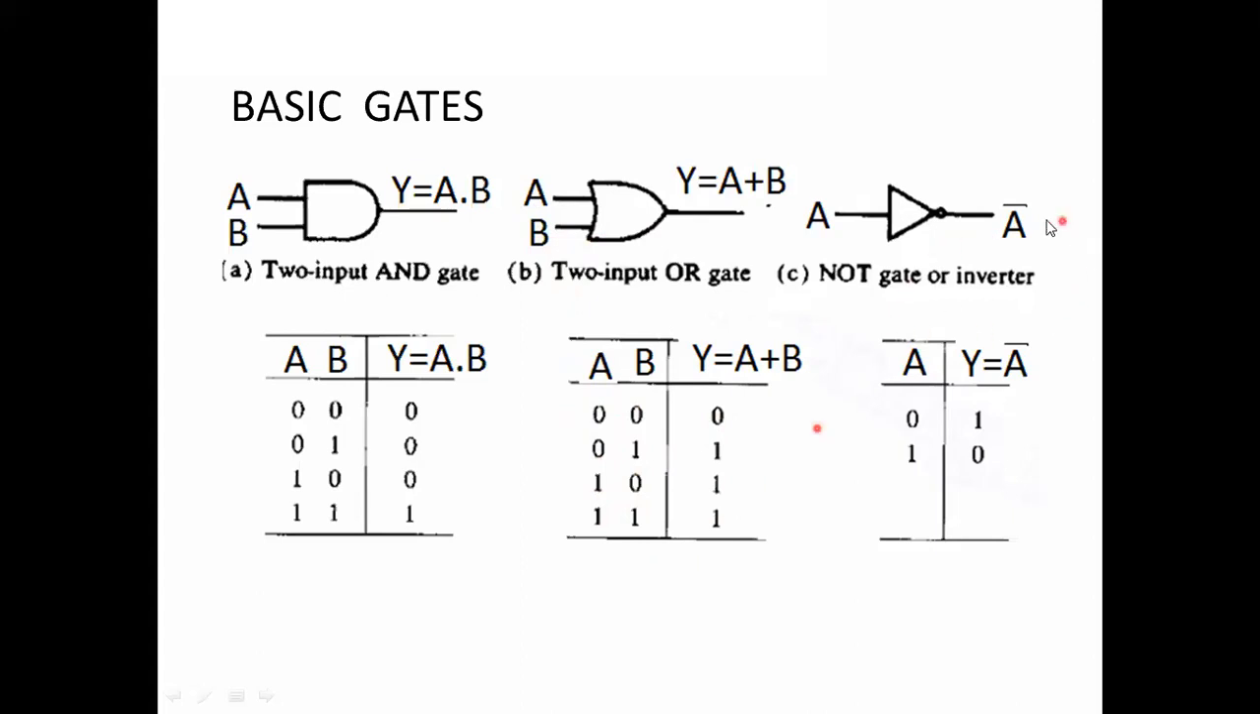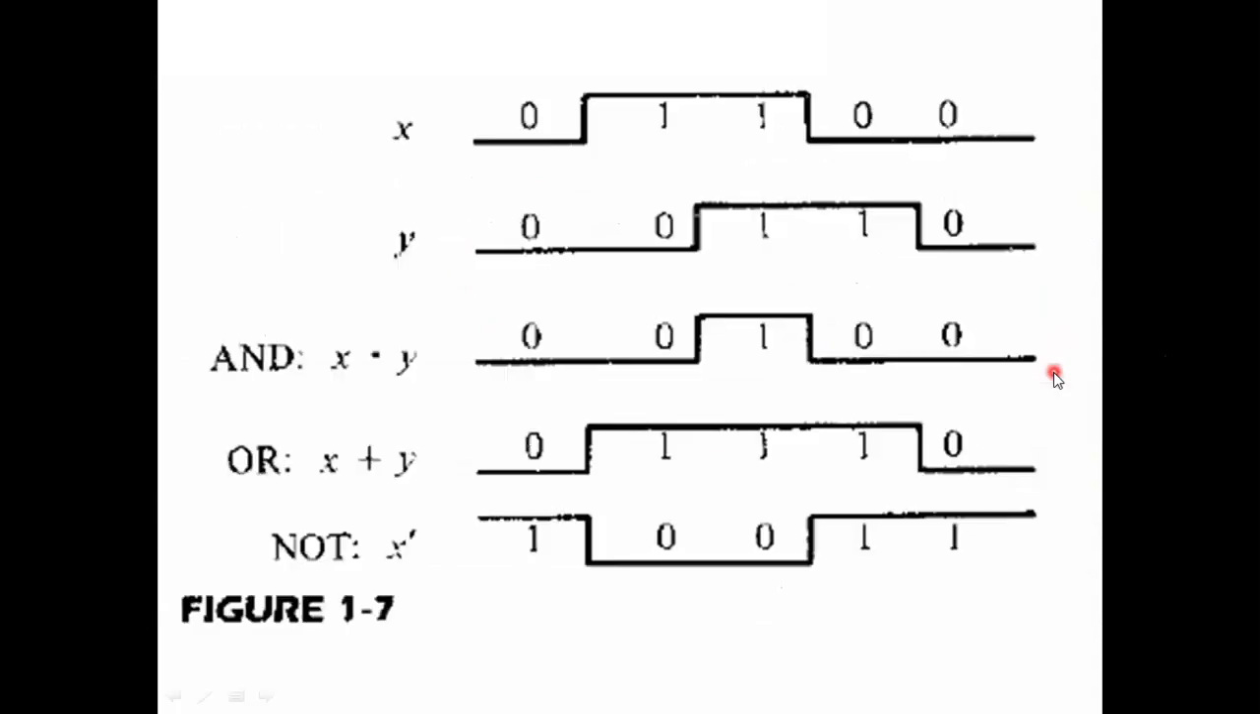The NOT gate is also called an inverter, because we get the complement of the input. If A is 0, Y is equal to A bar, that is 1. If A is 1, then the output Y is equal to A bar, that is 0. Complement of the input, that is a NOT gate. Now we have theorems based on these gates. Remember the truth tables, then only you will easily understand the theorems. These are universal gates, special gates.